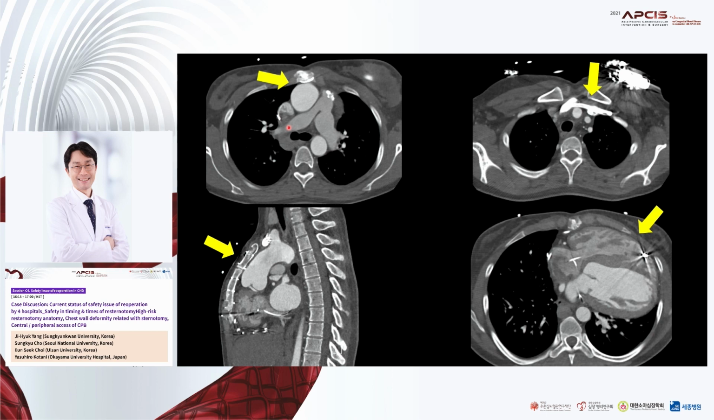From the CT, we can find aorta adherence to the sternum, a pacing wire through the innominate vein, and a heart tightly attached to the chest wall.